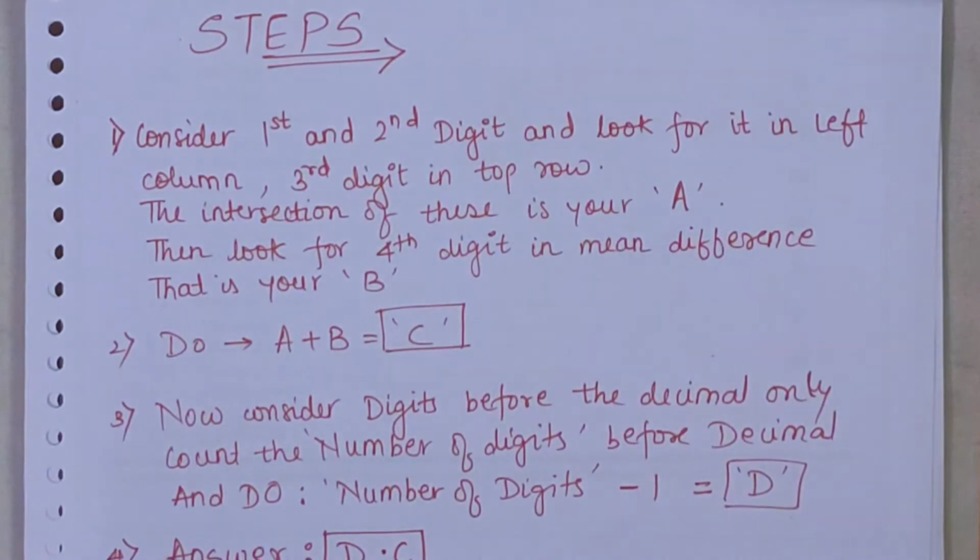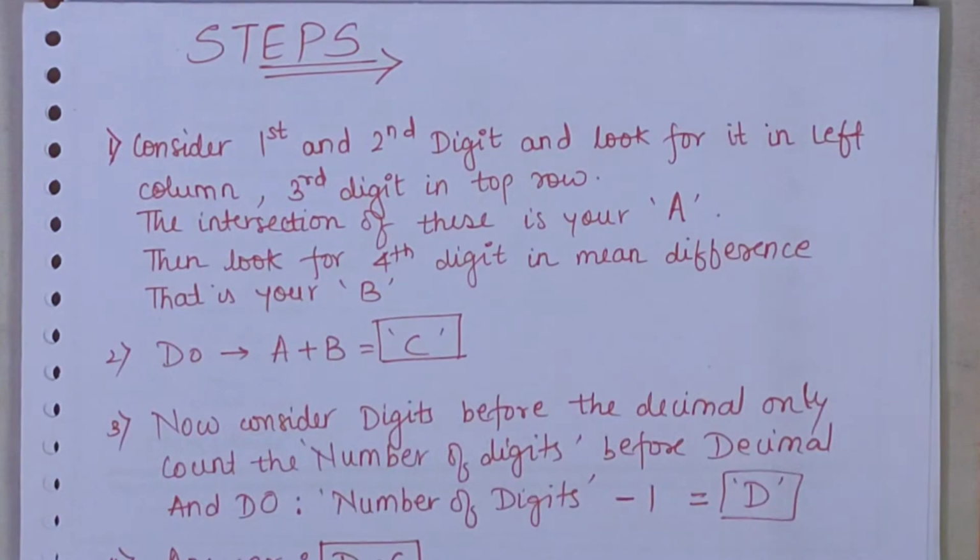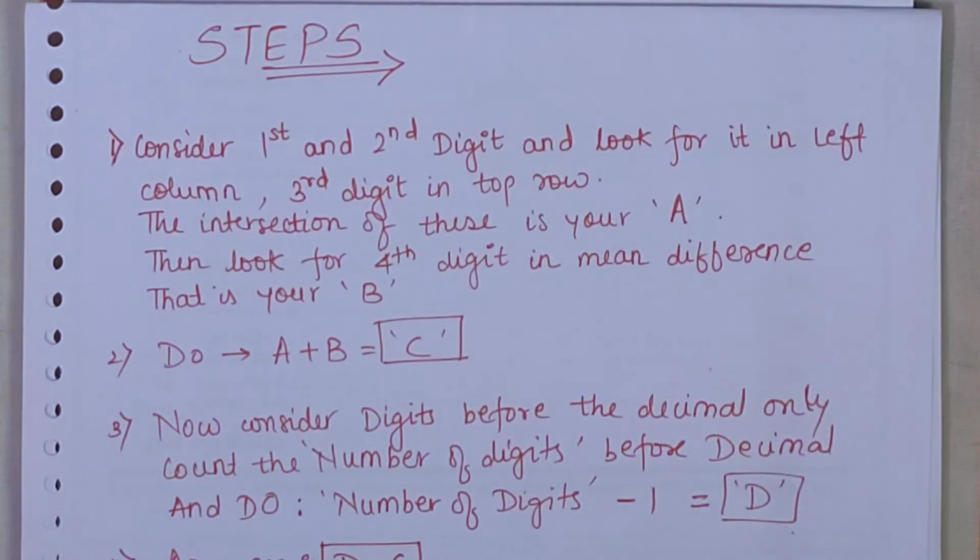Now in the second step, what you are going to do is add A and B, and from that you will get your C. Now, in the third step, consider the digits only before the decimal. Count the number of digits before decimal and do number of digits minus 1. So your D will be number of digits minus 1, and your answer is ready. That is D point C. So this is your D, then a decimal point, and whatever value you get here, that is C. So D point C is your answer. It is this simple, so let's move forward to the sums directly.